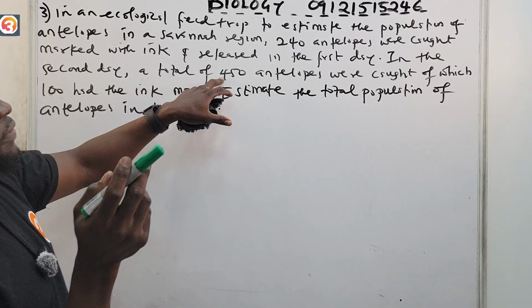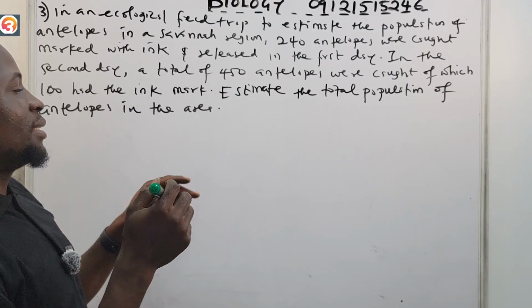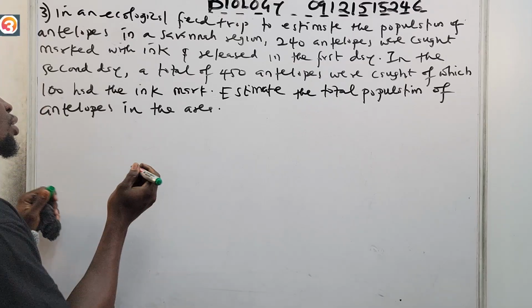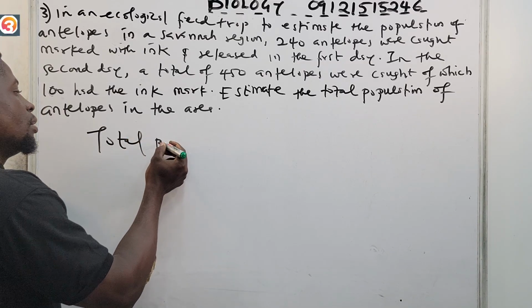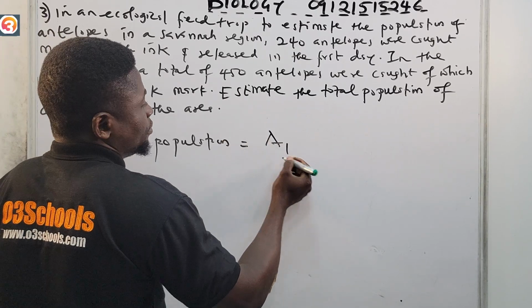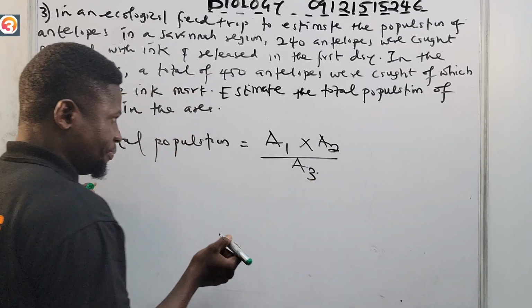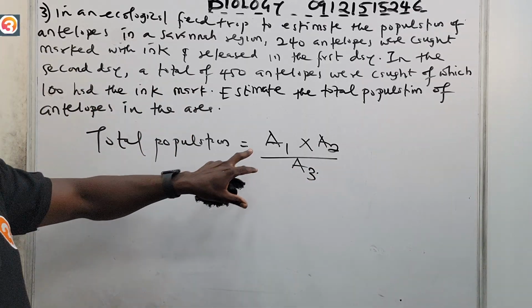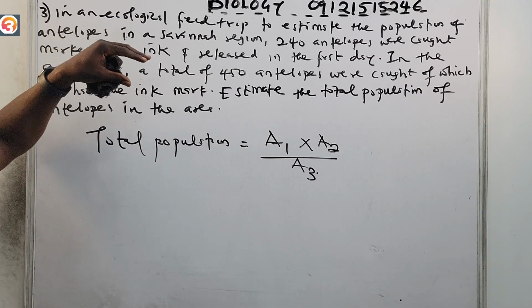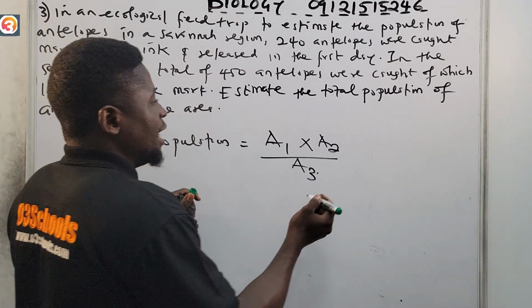So inside this 450, 100 had the ink mark. They ask us to estimate the total population of antelopes in the area. Using our tagging method, that is our capture, release, and recapture method, this one is straightforward. The total population is A1 times A2 over A3, where A1 is the initial, original marked, which is this 240 here.